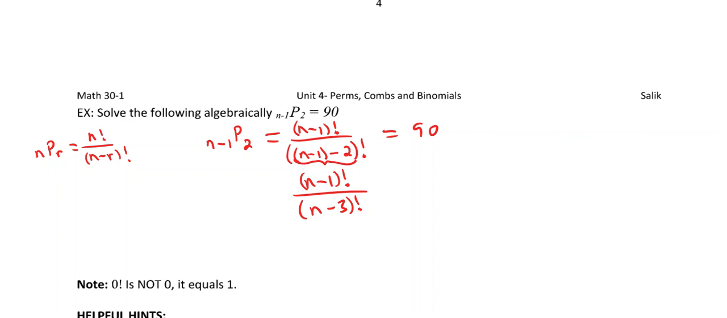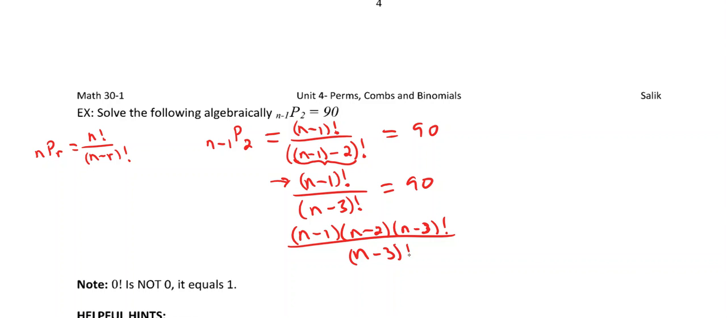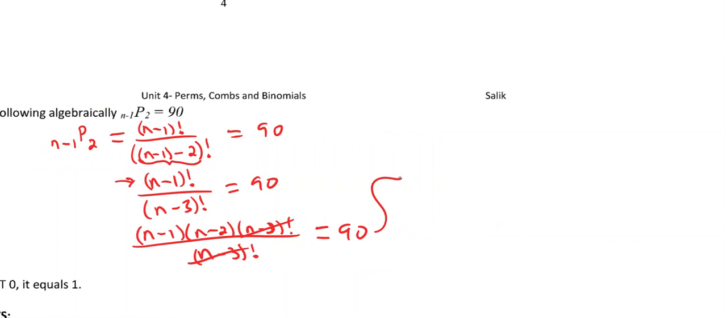Okay, and then from here, that's equal to 90, I'm just going to expand the top out. So we'll write this now as n minus 1. And then again, what's 1 less than n minus 1? People, this trips people up. 1 less than n minus 1 is n minus 2, so don't go the other way. So it's n minus 2 and then n minus 3 factorial. So we can cancel that on the bottom, and that's equal to 90. I think you guys are probably good from here, but I'll keep going anyway.